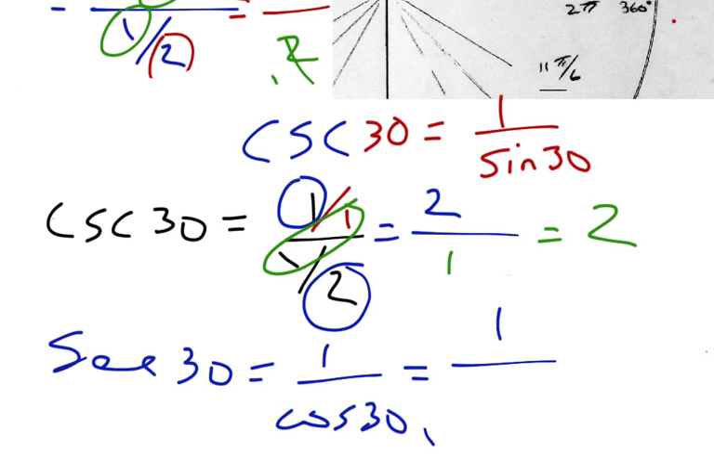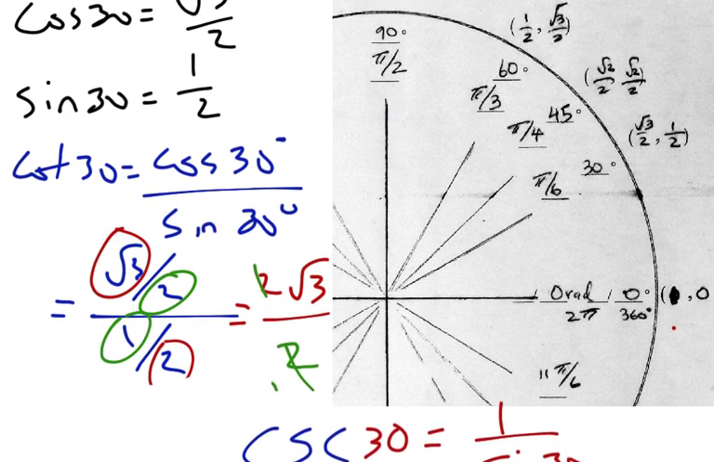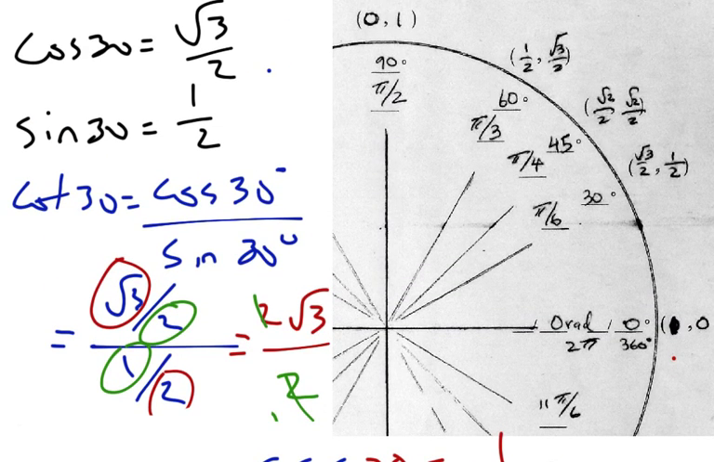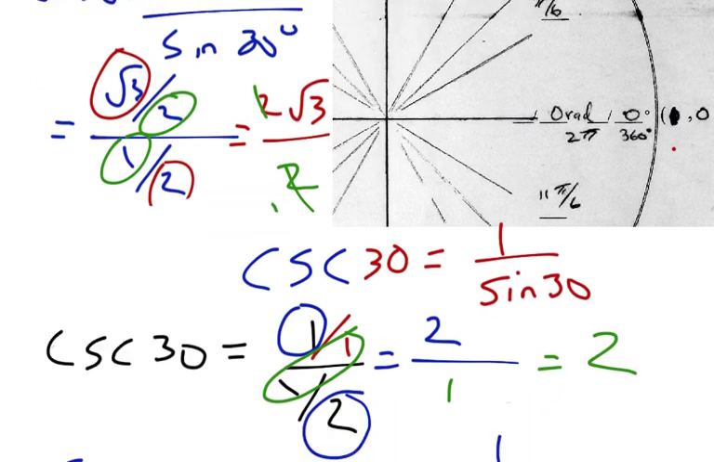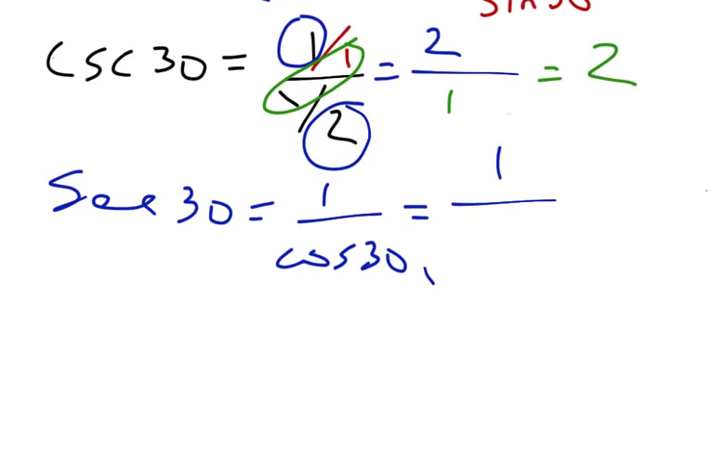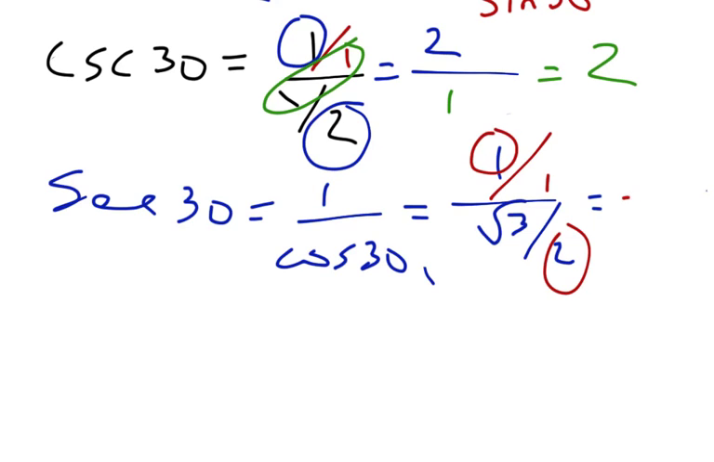1 over cosine of 30. Let's see what's cosine of 30. Cosine of 30 is square root of 3 over 2. So square root of 3 over 2. Same principle. Make that a fraction. First times last gives you a 2. Middle 2 gives you a square root of 3. Now, technically that's your answer.